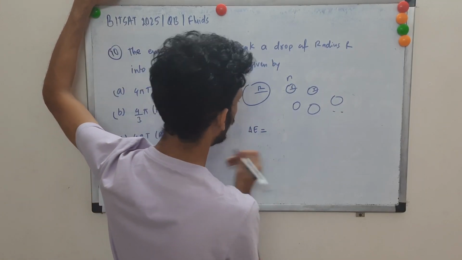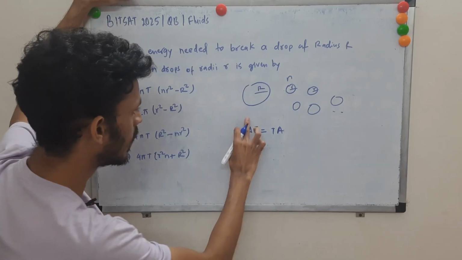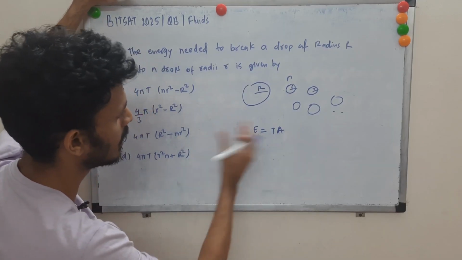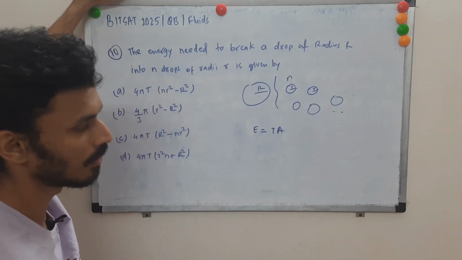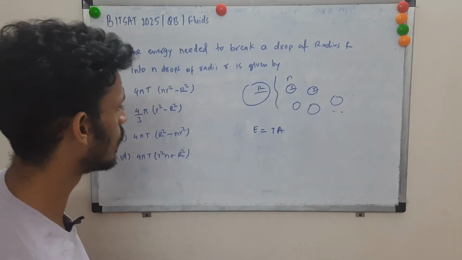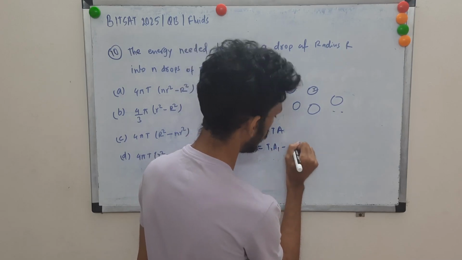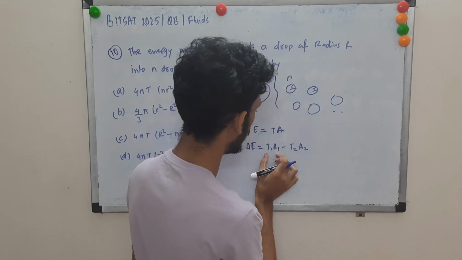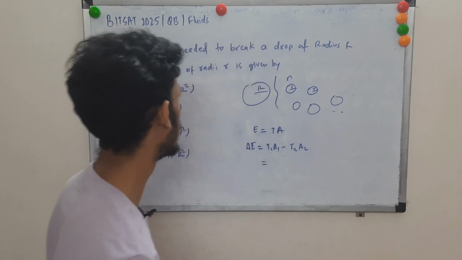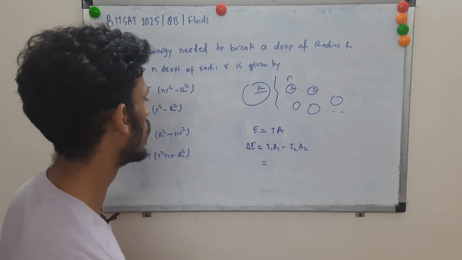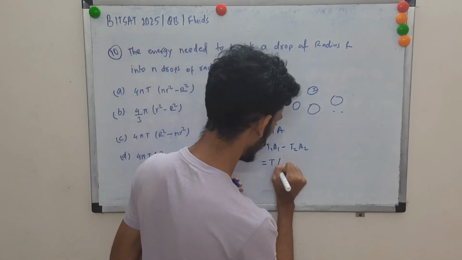The energy is nothing but surface tension into area. So in the first case we'll have some energy, E1, and in the next case we'll have some energy, E2, and then we can subtract those to get the energy needed to break. So delta E will be T1 A1 minus T2 A2. The difference in their surface energies will be the energy required to break it. Here the tension will be the same, since it's the same liquid.